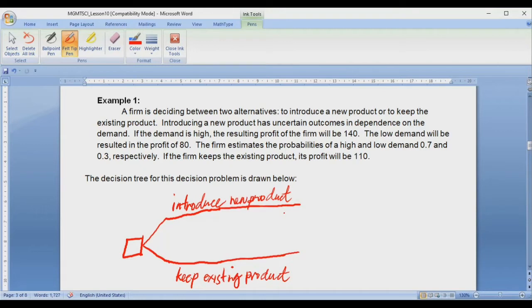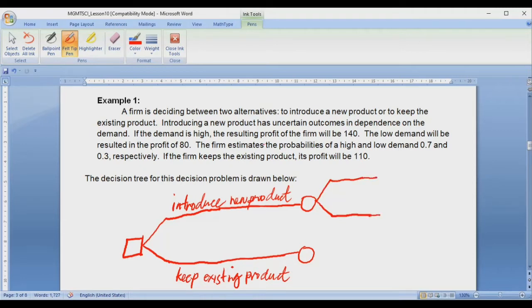Then, introducing a new product has uncertain outcomes and depends on the demand. So, it is not sure, you are not yet certain. It depends upon the demand. It has outcomes. So, what are those? So, draw circles here. And then, draw your two alternatives for the chance events.